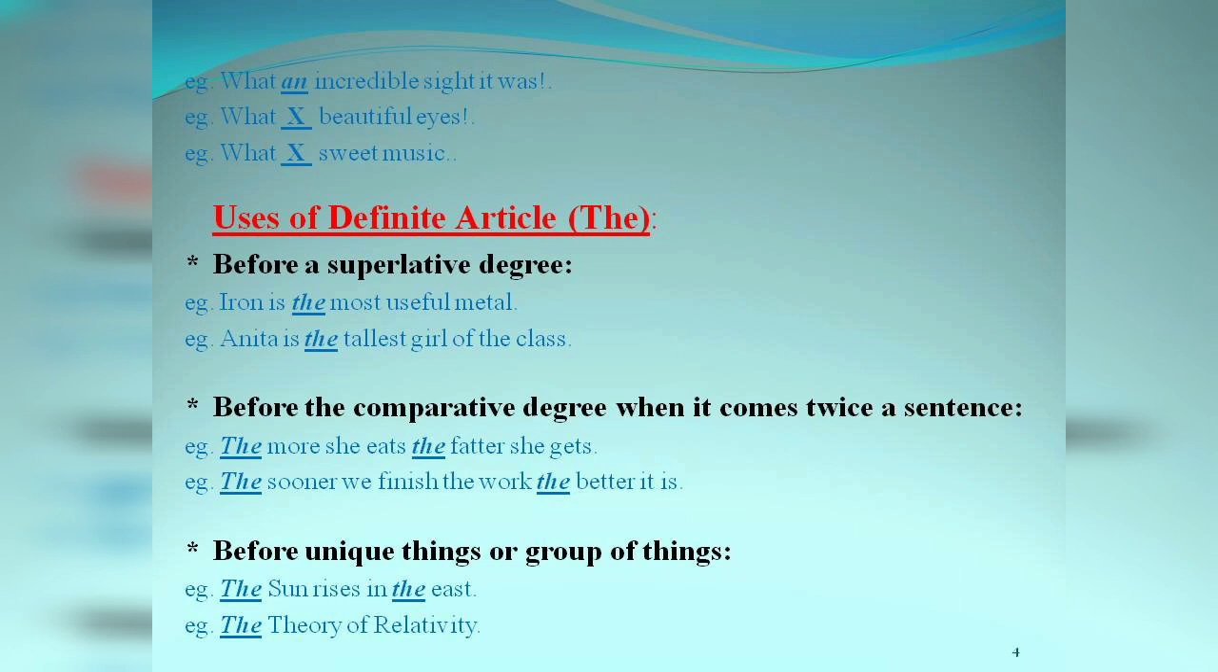Next sentence: the sooner we finish the work, the better it is. Sooner and better, these are examples of comparative degree. Therefore, the both the times.